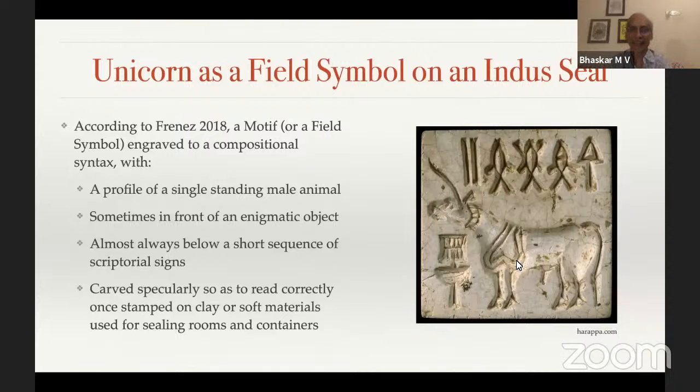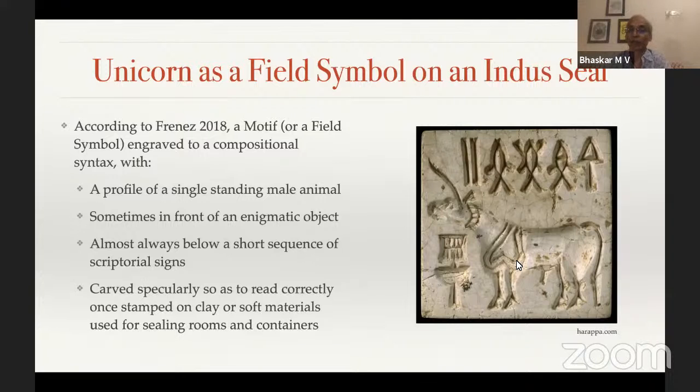So according to Dennis Frenez, it is a motif engraved to a compositional syntax. When we talk about a compositional syntax, the syntax is right in front of our eyes. The unicorn is there. There is always an object in front of it, and there is a short line of text above it. This is more or less a universal convention and the compositional syntax for all Indus seals, at least a majority of them. But there are always some exceptions here and there.